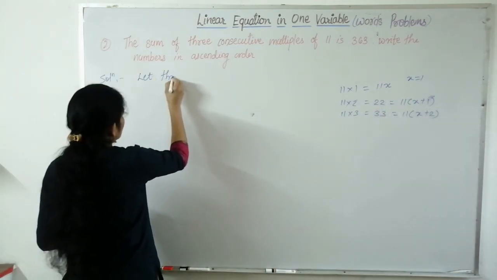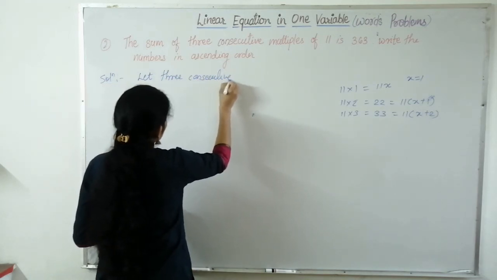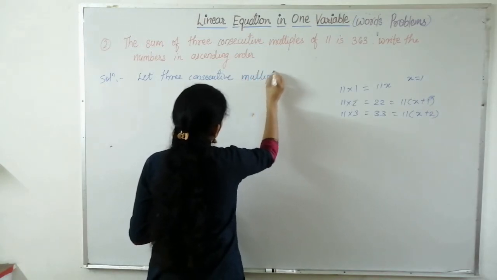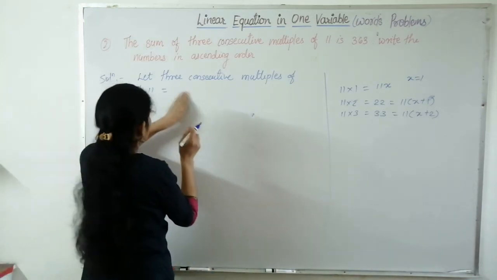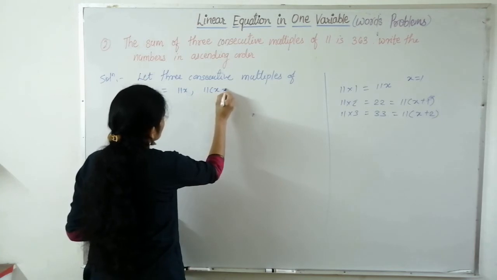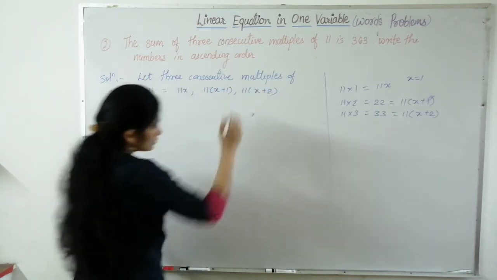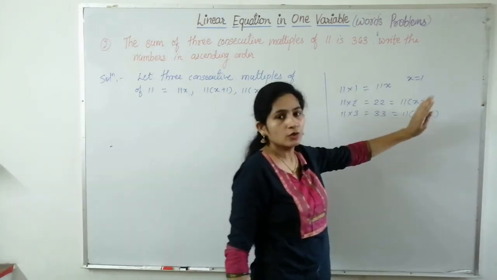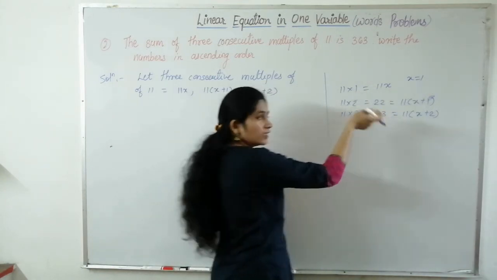Let the 3 consecutive multiples of 11 be: first 11x, then 11 into x plus 1, and third 11 into x plus 2. Okay, x can take any value. Here we have taken x as 1, but x can take any value.